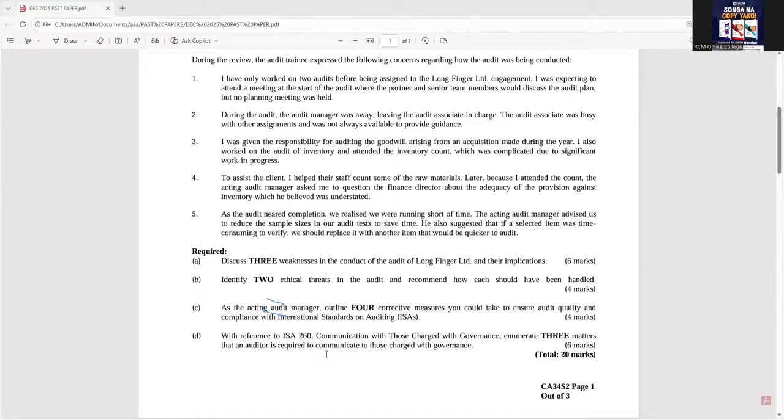So who are these parties? One of them is the auditor. The other party is those charged with the governance. And who is the other party? Of course, you have the auditor or the professional accountant, and those charged with the governance. Then the other party is? Who is the other party?